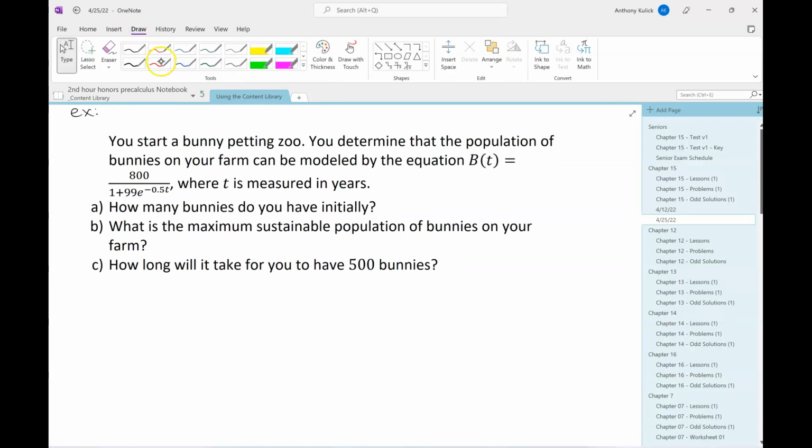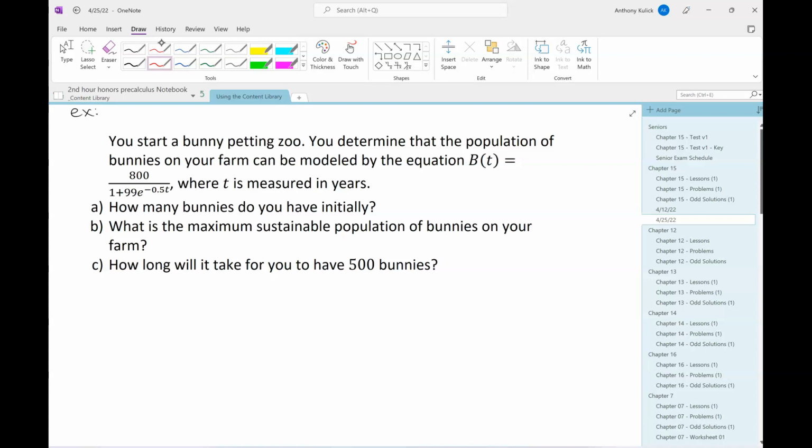All right. You start a bunny petting zoo. Look at you, an entrepreneur. You determine the population of bunnies on your farm can be modeled by the equation B of t equals 800 over 1 plus 99 e to the negative 0.5 t, where t is measured in years. How many bunnies do you have initially? What is the maximum sustainable population of bunnies on your farm? And then how long will it take for you to have 500 bunnies?